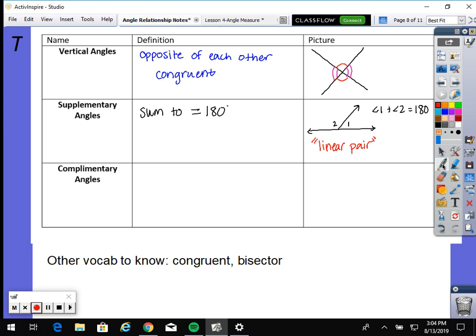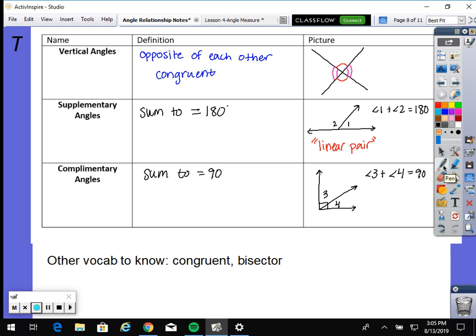The third one we have here is complementary. So complementary is going to be something like this, where we could have adjacent, they don't have to be adjacent angles, but they come together and they make a right angle, which is 90 degrees. So in this case, if I had angle 3 and angle 4, they would equal 90 degrees. So I'm going to say sum to equal 90 degrees.